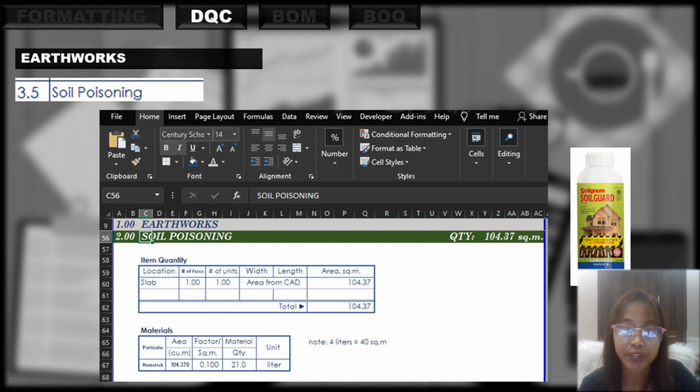Once we have computed the area, we compute how many liters to order from the market, taking note for this particular product, 4 liters is equivalent to 40 square meters. 40 square meters is the productivity of one product like this, and one product is 4 liters. Say 4 divided by 40 is 0.1 liters per square meter. Then we multiply that to the derived area. Now we get 21 liters to order.